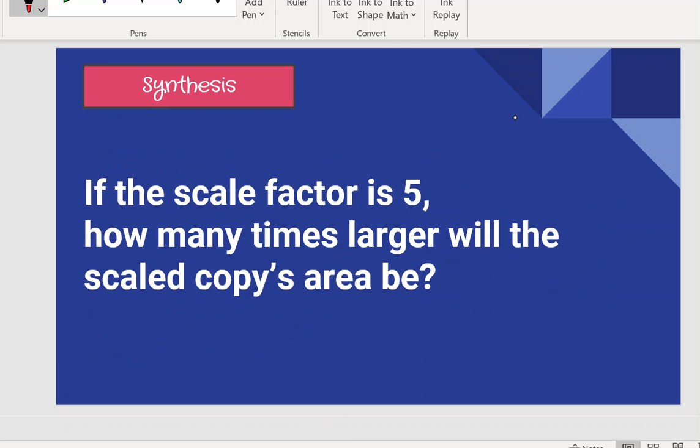So if the scale factor is 5, how many times larger will the scaled copy's area be? Remember, you take your original area and multiply by the scale factor squared. So if the scale factor is 5, 5 times 5 is 25. The scaled copy's area is going to be 25 times larger.